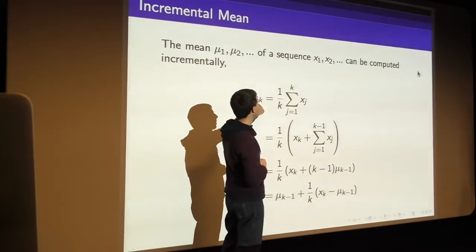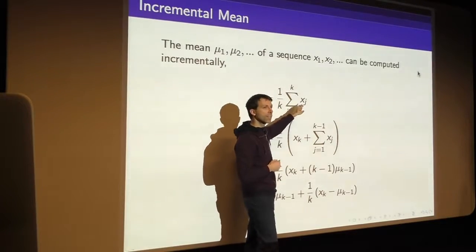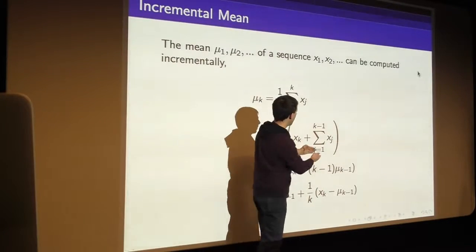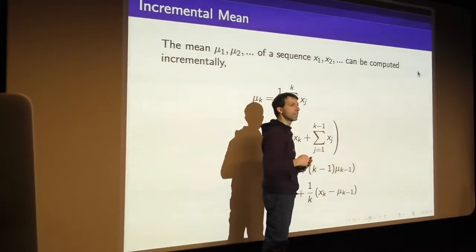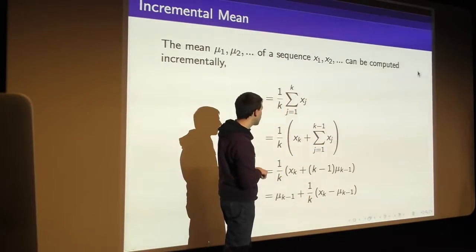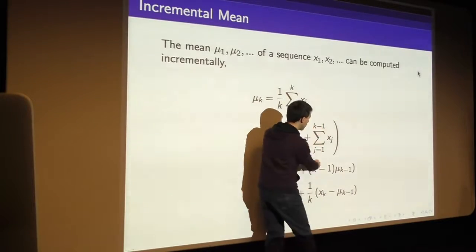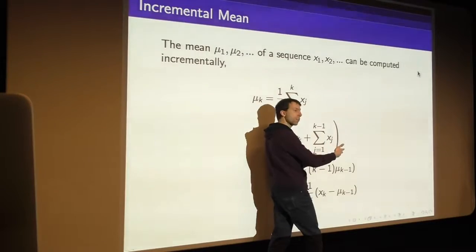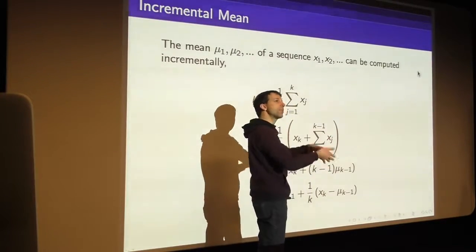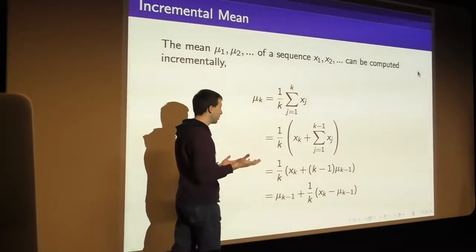Very briefly, if the mean of k elements is just 1 over k of the sum of those elements, what we can do is split this sum out into a sum up to k minus 1, so the previous k minus 1 elements, plus the kth element. Then we can observe that this sum here is k minus 1 times the mean up to k minus 1. So you can take your previous mean, multiply it by k minus 1, add on your new element, and divide by k again. That gives you your new mean.